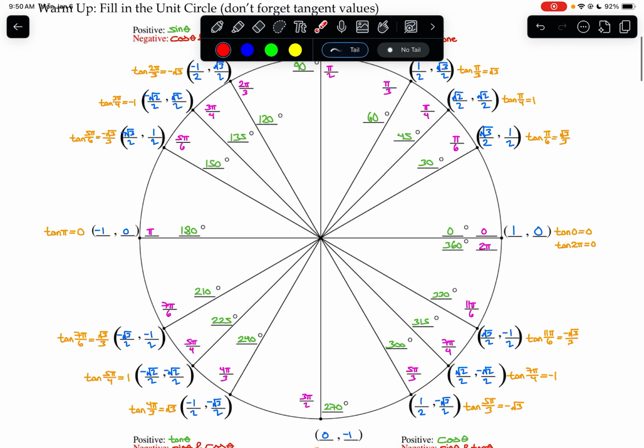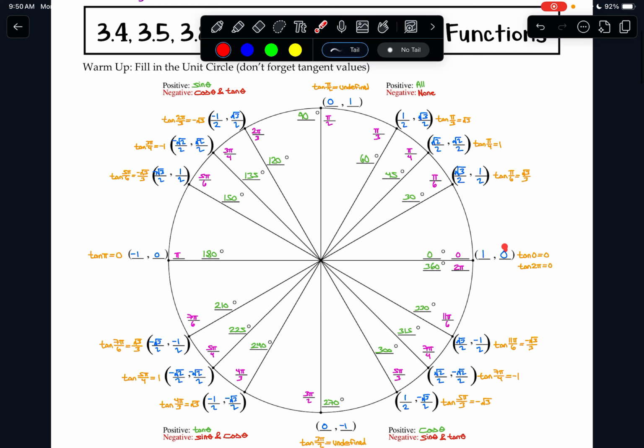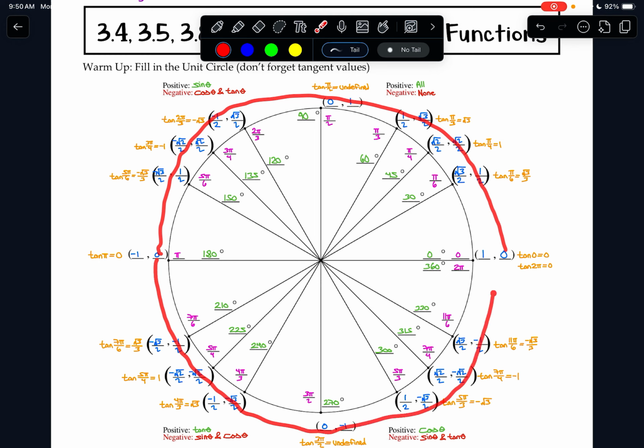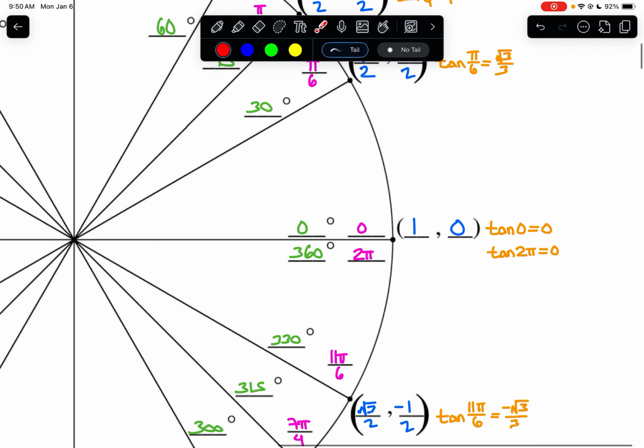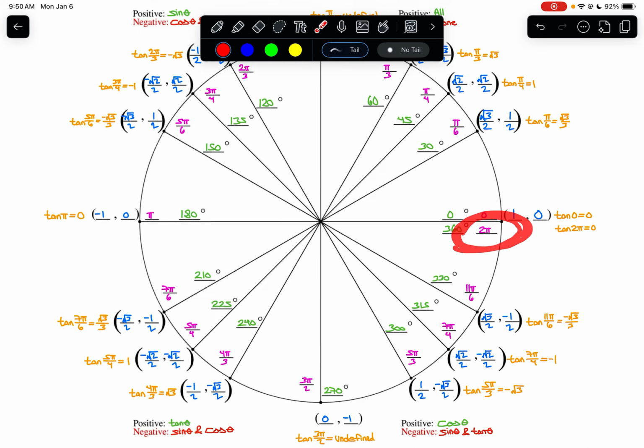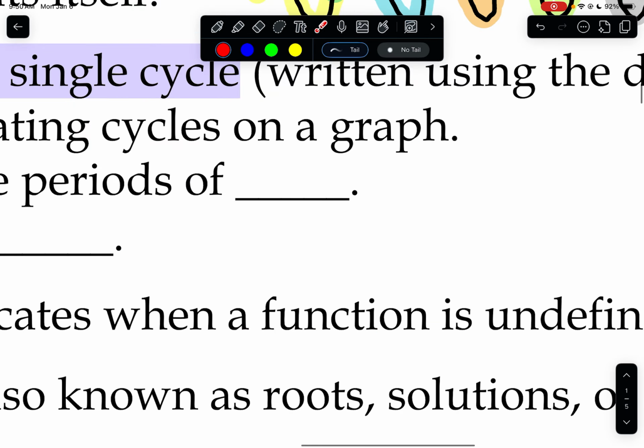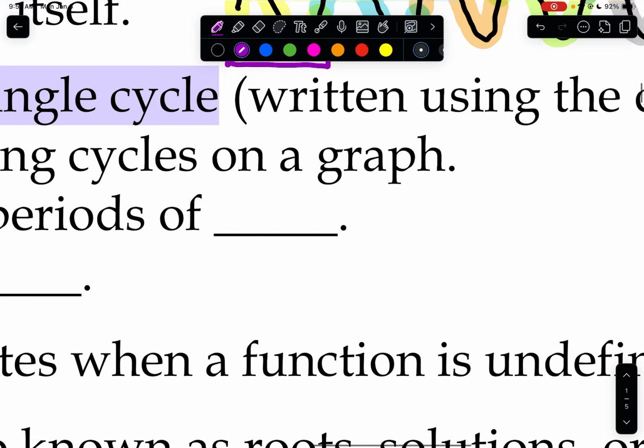However, the issue is we've only accounted for all the positive values. We also need to account for all the negative values. So in order to account for each and every single value on the unit circle for sine and cosine, we have to go one full rotation, which is the equivalent of saying 2 pi radians. So your period for sine, cosine, cosecant, and secant will be 2 pi.